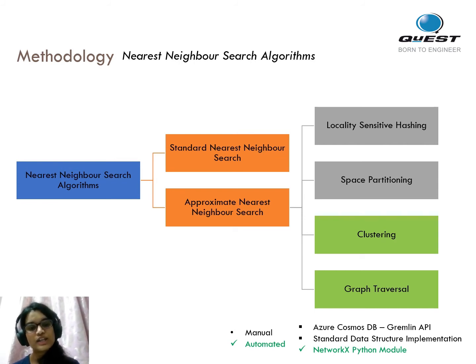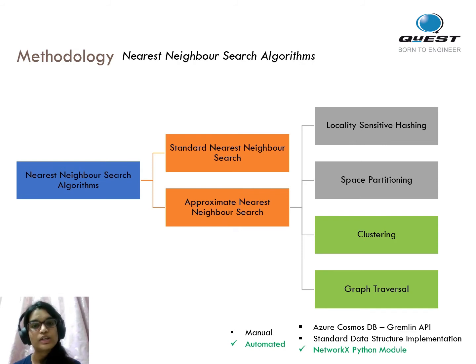A few of the techniques are locality sensitive hashing, space partitioning, clustering, and graph traversal, out of which we have really seen that clustering and graph traversal would make a difference and are very fast in nature. They're very convenient to understand, but it's very complex and complicated to implement them. Coming to graph traversal, we tried exploring different options such as Azure Cosmos DB, Gremlin API, but this incurred costs, so we didn't go with this.